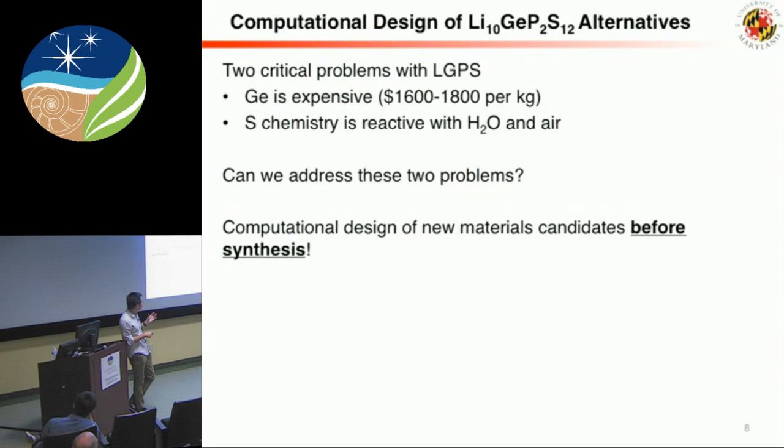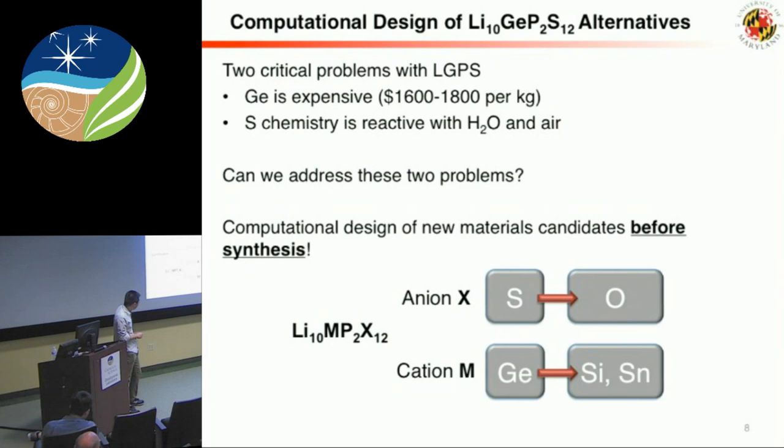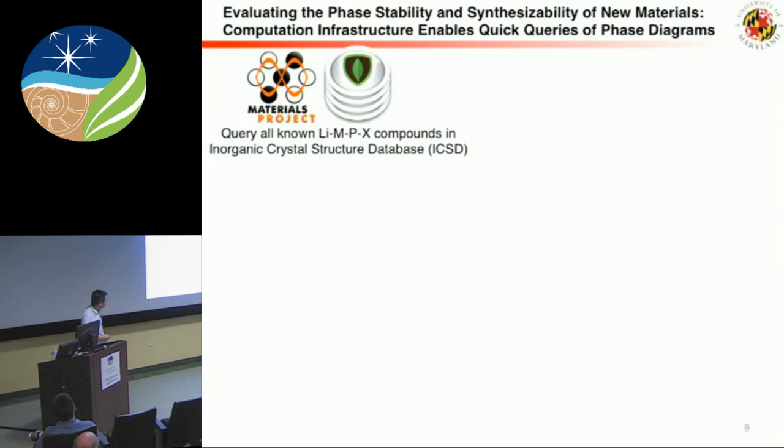So what we're trying to do is think about how we can address these two problems for this new material, especially whether we can come up with a new material that still conducts lithium as fast but can address these two problems, using computation so we can do that before synthesis, because as you know, all these complex materials are very difficult to synthesize. So we think about whether we can replace sulfur with oxygen, or replace this expensive germanium with cheaper silicon and tin.